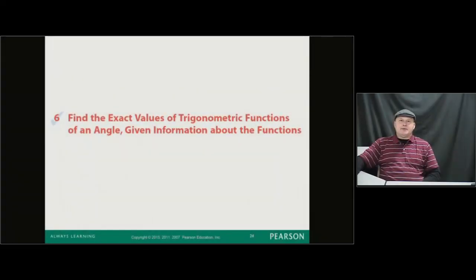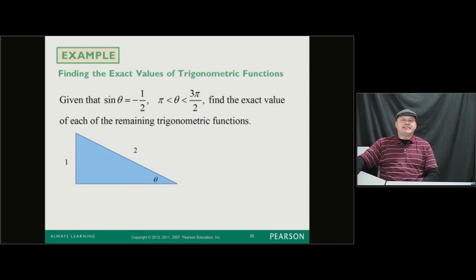Hello, in this discussion we'll be finding the exact values of trig functions of any angle given information about the functions. Alright, so here's an example. We're going to find the exact values of the trig functions given that the sine of theta is negative 1/2 and theta is between pi and 3 pi over 2. That's a fancy way of saying theta is in the third quadrant. So if you're between pi and 3 pi over 2, that means you're in the third quadrant.